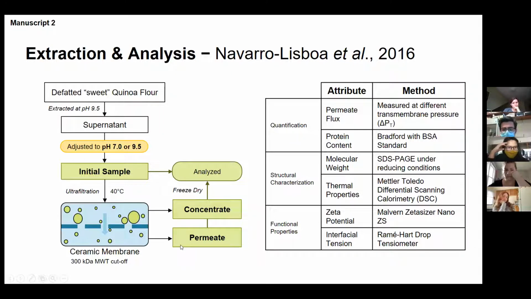The fractions were analyzed for permeate flux, protein content by Bradford, molecular weight composition by SDS-PAGE, thermal properties using DSC, and Zeta-Potential for surface charge and interfacial tension. Other analyses will not be discussed for the sake of time.